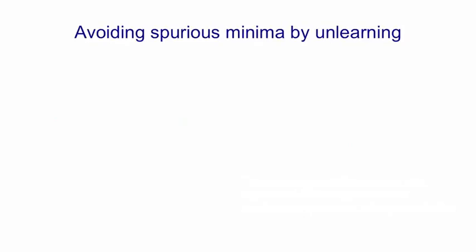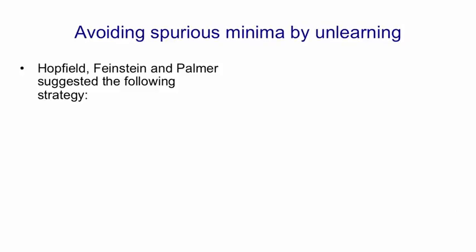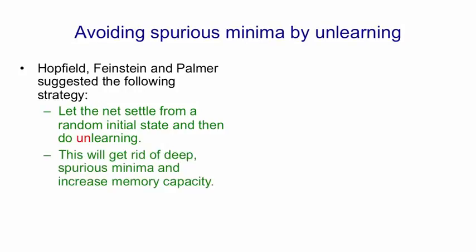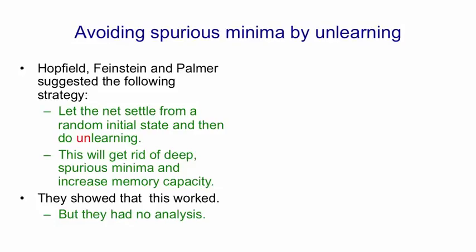One very interesting idea that came out of thinking about how to improve the capacity of a Hopfield net is the idea of unlearning. This was first suggested by Hopfield, Feinstein and Palmer, who suggested the following strategy. You let the net settle from a random initial state, and then you do unlearning, that is, whatever binary state it settles to, you apply the opposite of the storage rule. I think you can see that with the previous example, that red merged minimum, if you let the net settle there and did some unlearning on that merged minimum, you'd get back the two separate minima, because you'd pull up that red point. So by getting rid of deep spurious minima, we can actually increase the memory capacity. Hopfield, Feinstein and Palmer showed that this actually worked, but they didn't have a good analysis of what was really going on.